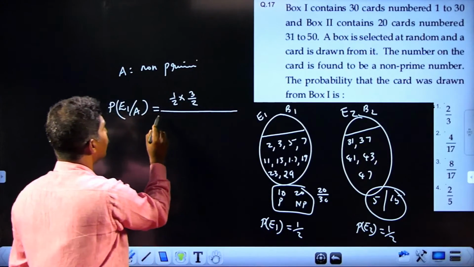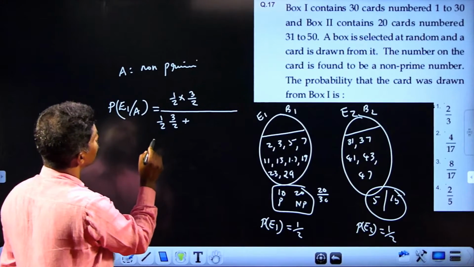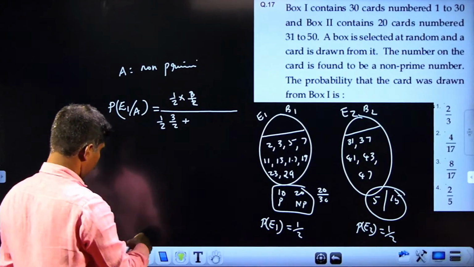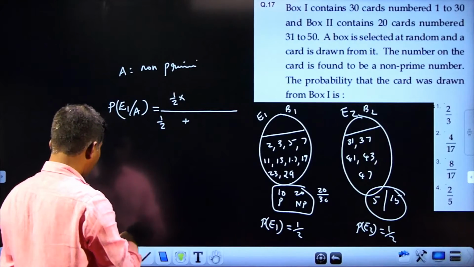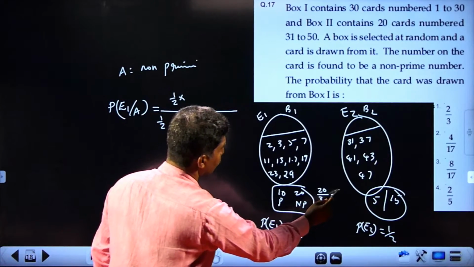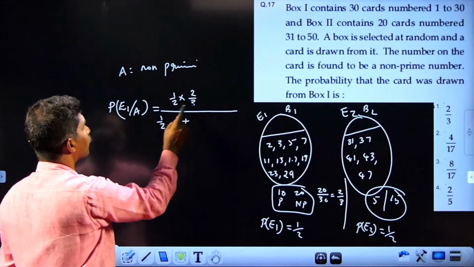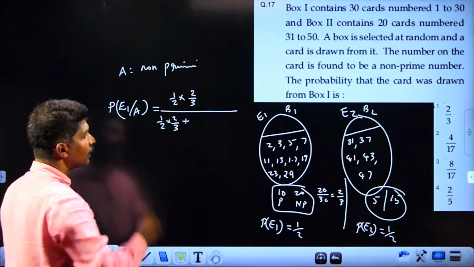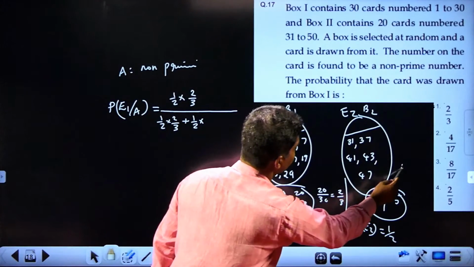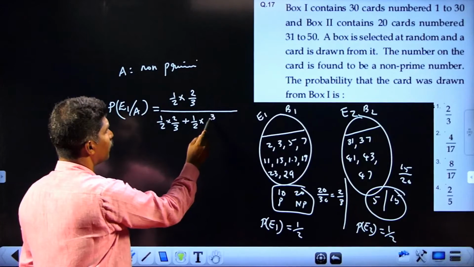Whole divided by 1 by 2 into 3 by 2 plus, it is 2 by 3, sorry. It cannot be always, probability will be less than 1, 2 by 3. Common sense, 2 by 3. Plus, again 1 by 2 into, what is here? 15. 15 divided by 20, that is equal to 3 by 4.